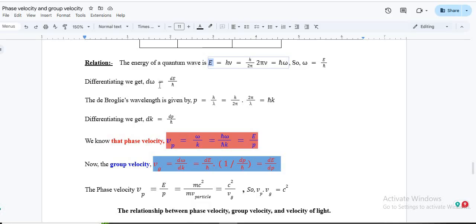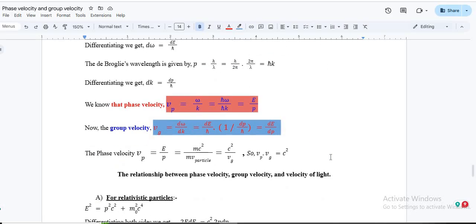Now the group velocity is equal to d omega by dk, we have already calculated this thing. So what is d omega? d omega is dE by h cross. And what is dk? dk is equal to dp by h cross. Now this can be written as 1 divided by dp by h cross. So you are just rearranging this one. h cross will be cancelled out. What is finally left? This is dE by dP.